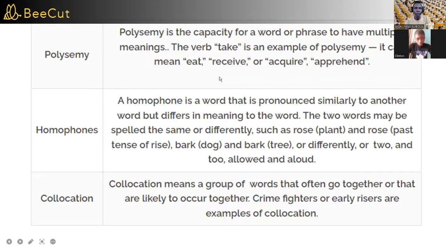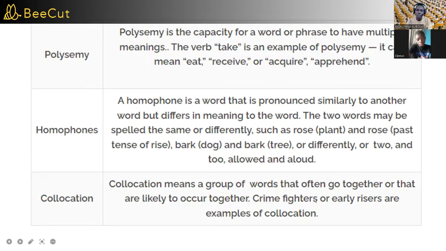So the next thing we'll look at here is collocation. Collocation simply means a group of words that often go together, that are likely to occur together. Groups of words like crime fighters, early risers. These are examples of collocation.